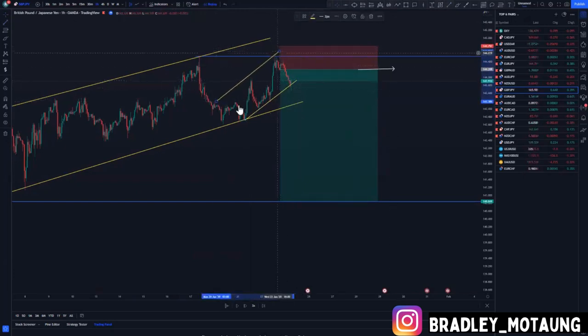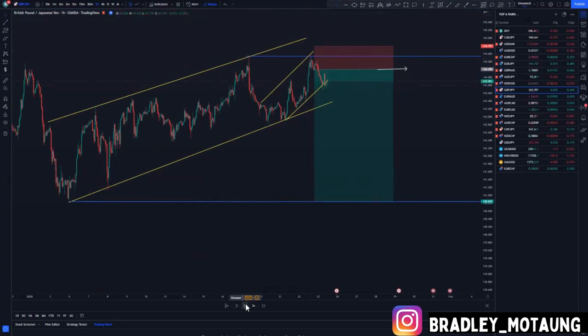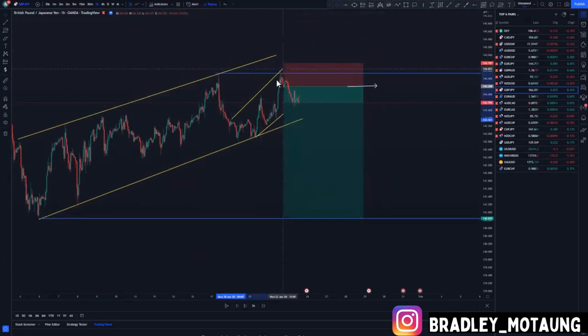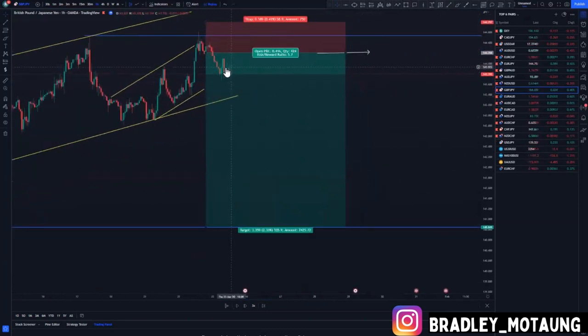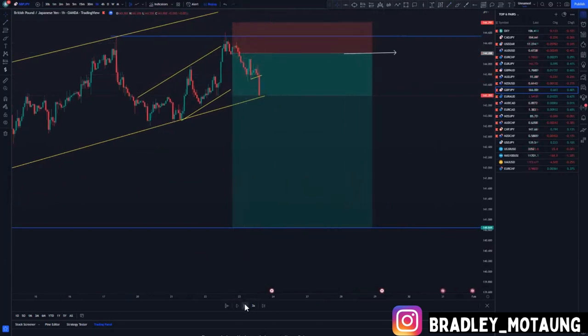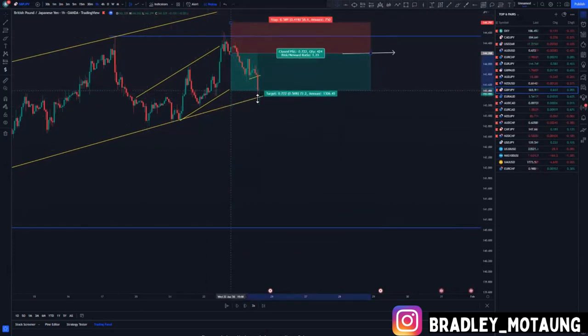Seems like we're creating some type of structure within here. Okay, so let's check. Put this back a bit. Seems like we can get an entry around here. But I won't scale in just because we haven't moved the stop loss to break even and all of that stuff, né? Okay, so now I can move, né? We'll check. Yeah, now I can move.